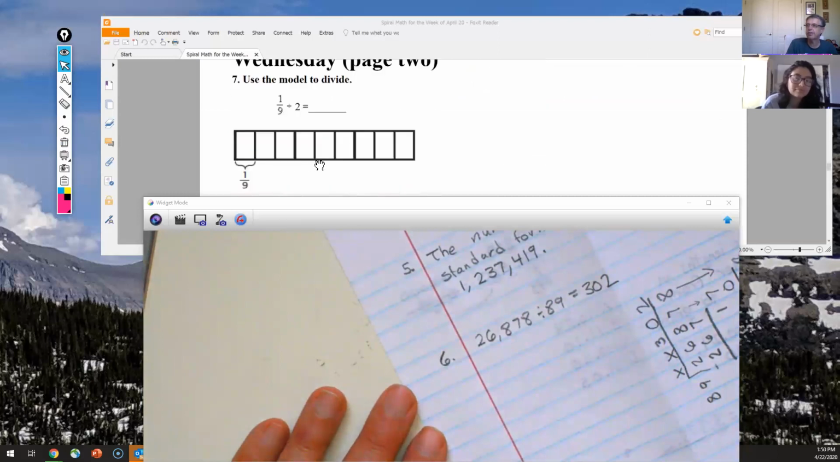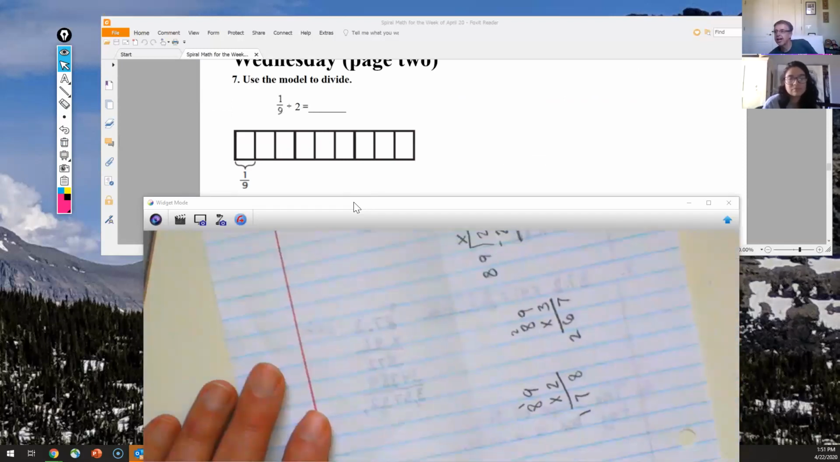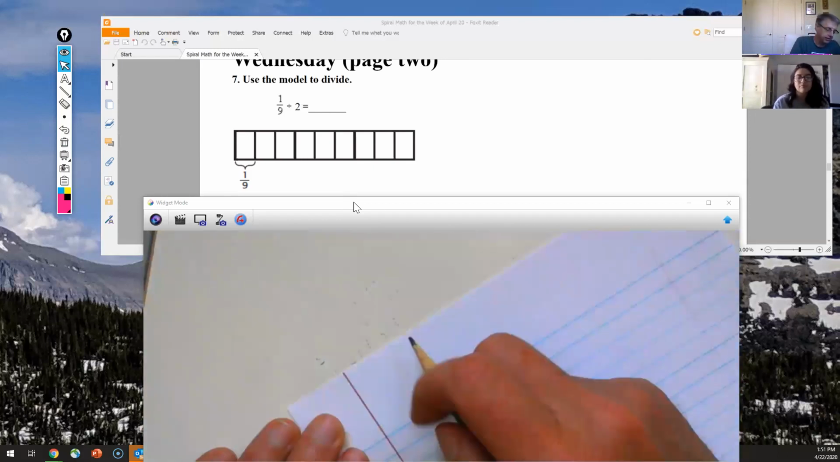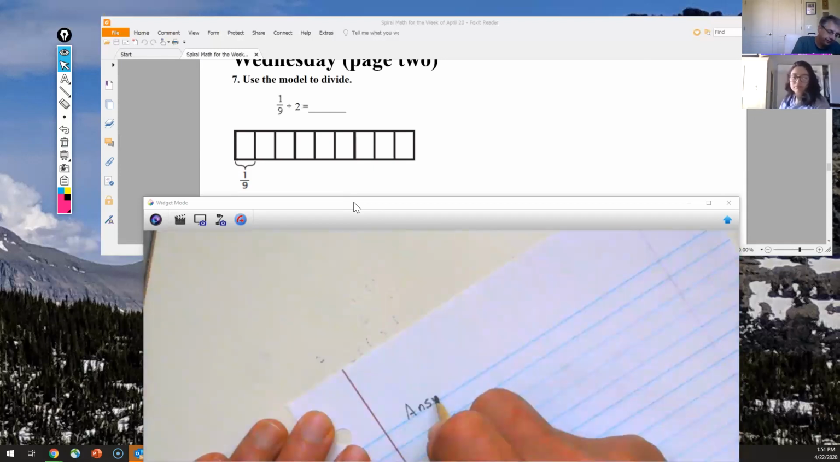I'm going to use a model to divide on this one, boys and girls. So since I'm going to be working with a model, I'm going to go get another piece of paper so that I can have plenty of extra space on this one and make sure that it's all good. So I'm going to put over here my answer on one side and my work on the other.